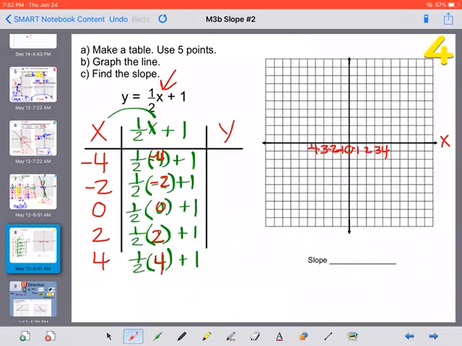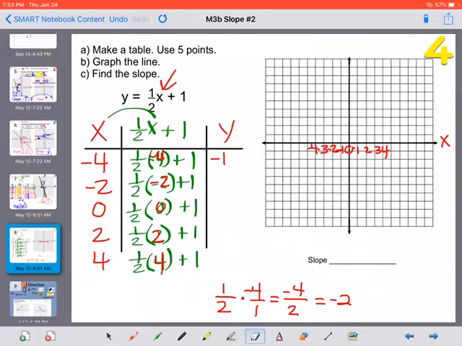So now we just need to multiply. 1/2 times negative 4. You can either think what's half of 4, or you can multiply it out like this. We're going to make negative 4 a fraction as well. 1 times negative 4 is negative 4. 2 times 1 is 2. And negative 4 divided by 2 is negative 2. So it's negative 2 plus 1, which is negative 1.